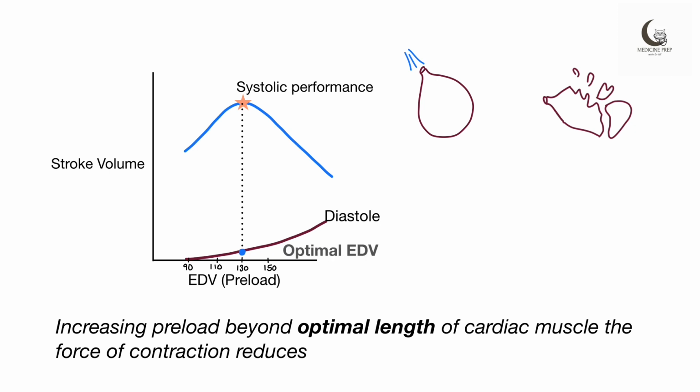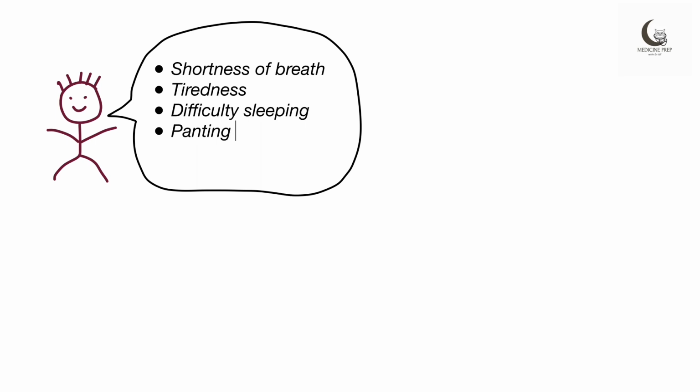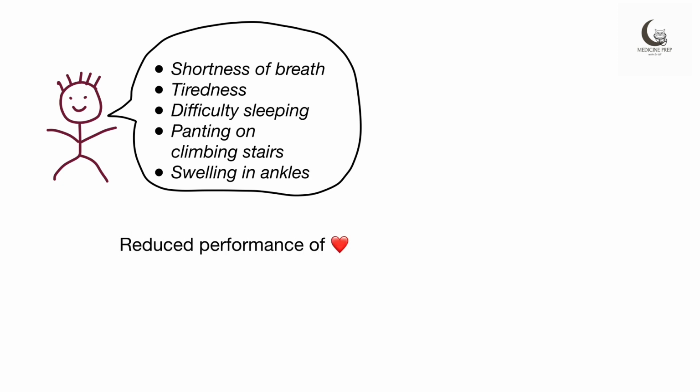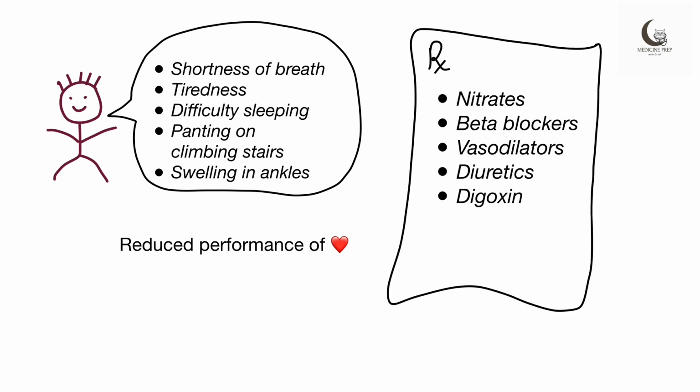Now let's put this all in a clinical situation. So you have a patient, Mr. J, who's 50 years old and he complains of shortness of breath, generalized tiredness, difficulty falling asleep, and he gets out of breath on mild physical exertion. And he also notices a slight swelling in his ankles. Now, there are so many types of drugs available in the market for a failing heart. Which drug to prescribe? We know that the performance depends on preload and contractility.